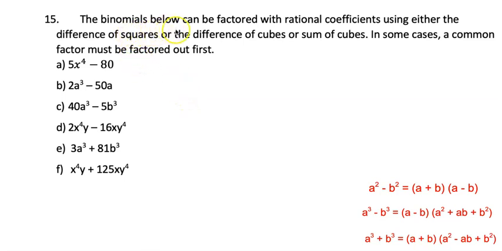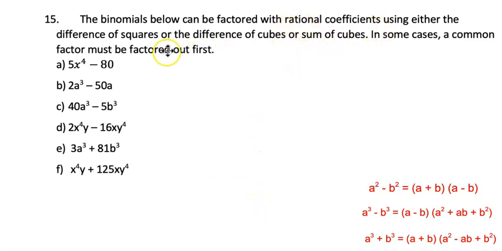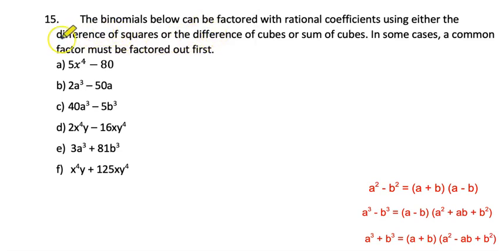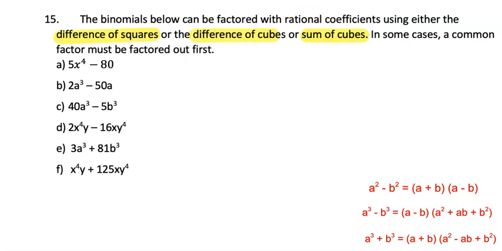The binomials below can be factored with rational coefficients using either the difference of squares or the difference of cubes or sum of cubes. In some cases, a common factor must be factored out first. So they are talking about difference of squares, then difference of cubes or sum of cubes. Those are the three things we have here.